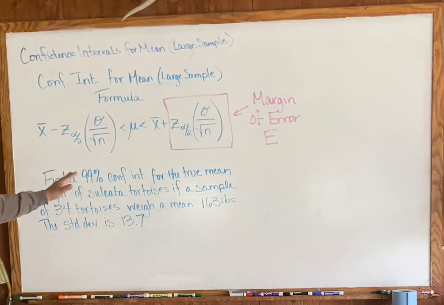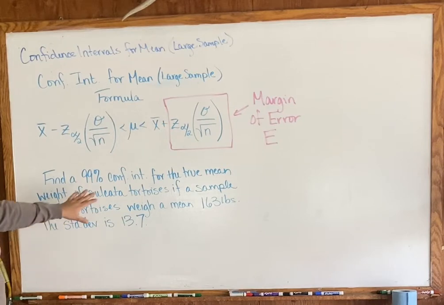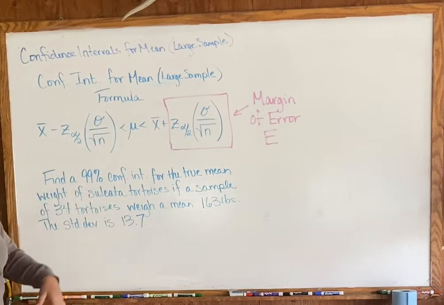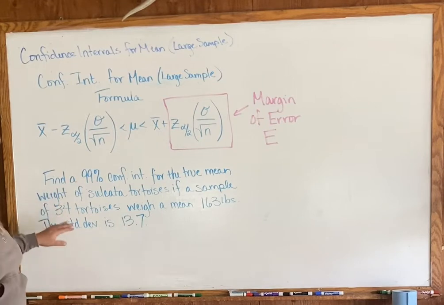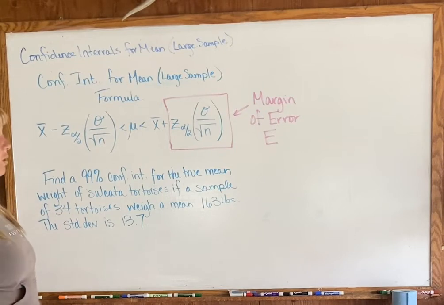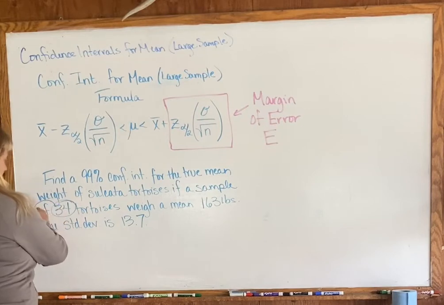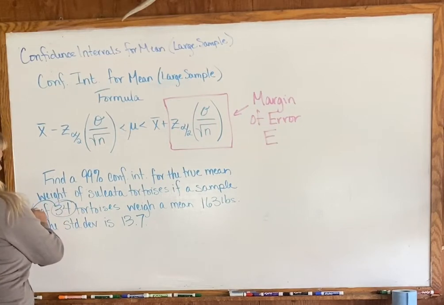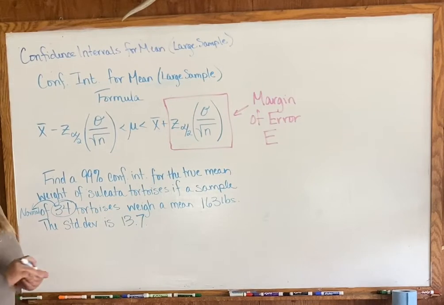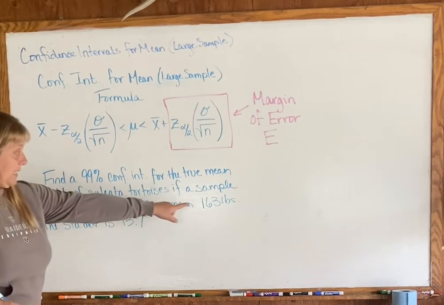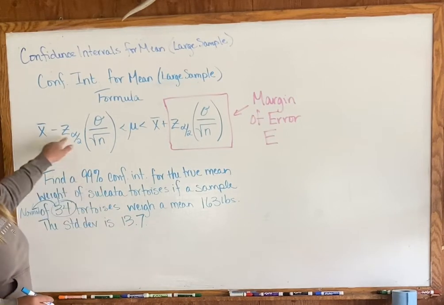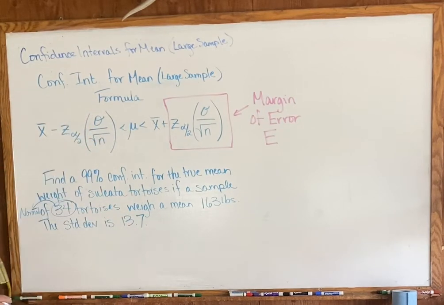Now, the next thing we do as we look down is we notice that we're talking about sulcata tortoises, which are the third largest tortoise in the world, big guys. And we're looking at a sample of 34. Now, the reason we want that sample of 34 is because it's large enough to assume normal, right? So that gives us normal. So we are good to go on this problem. Then it gives us a mean, and it gives us a standard deviation. So we have the numbers we need to plug in.